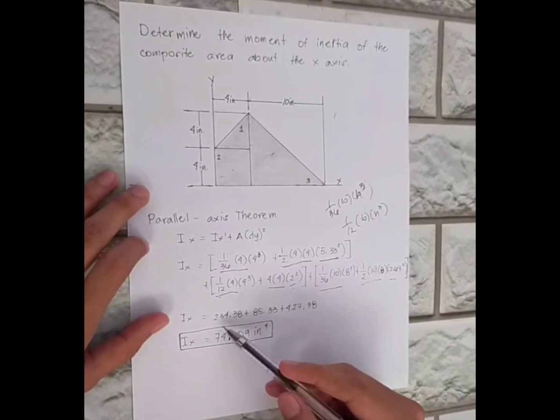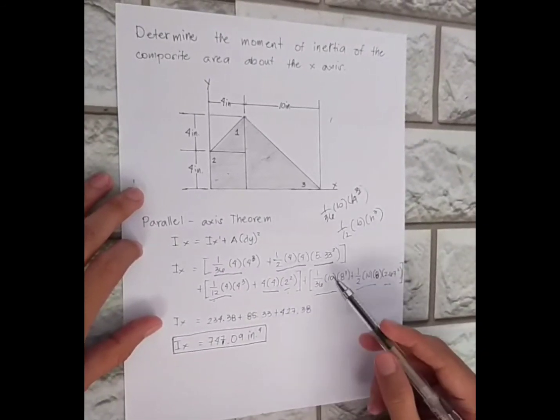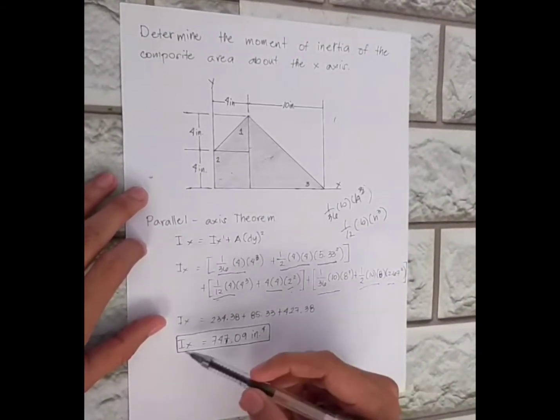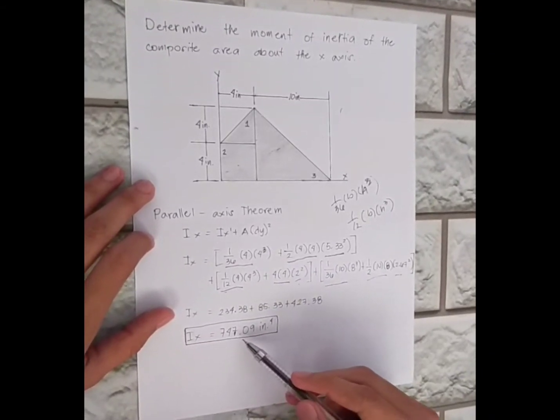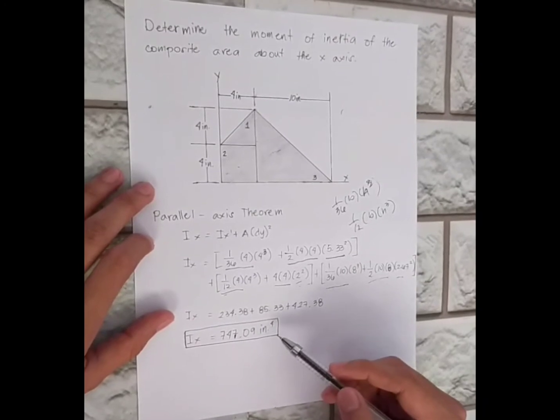By the summation of all the answers, we can get that Ix is equal to 747.09 inches to the power of 4.